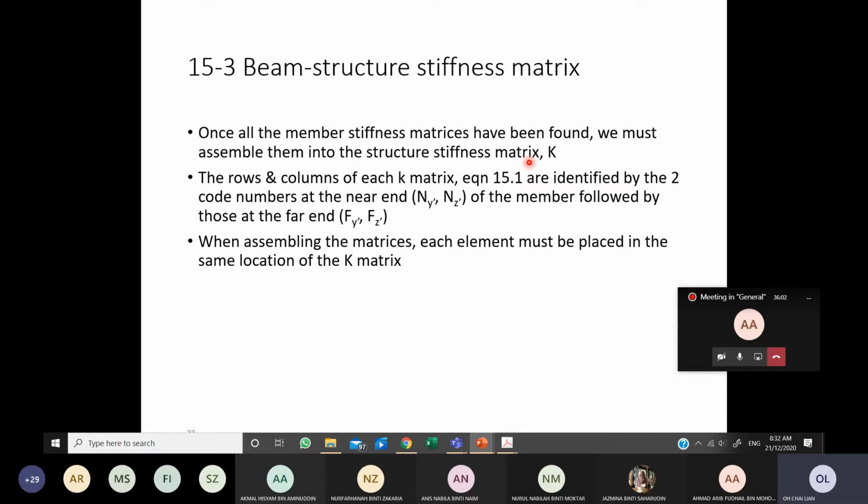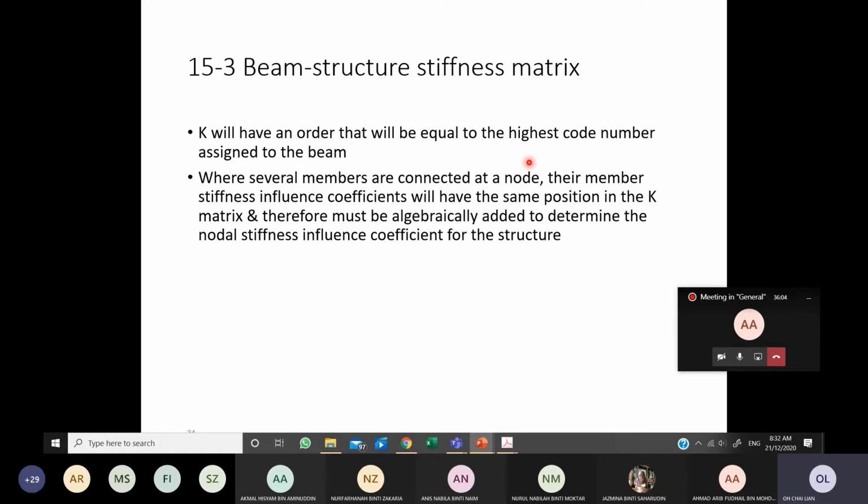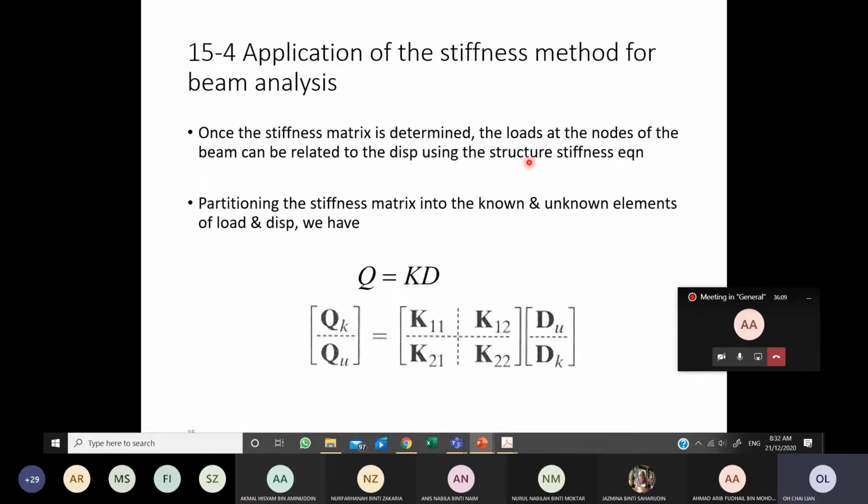Okay, so then let us have a look. Here, you can see that now the relation still looks as shown earlier, Q equal to KD, right?